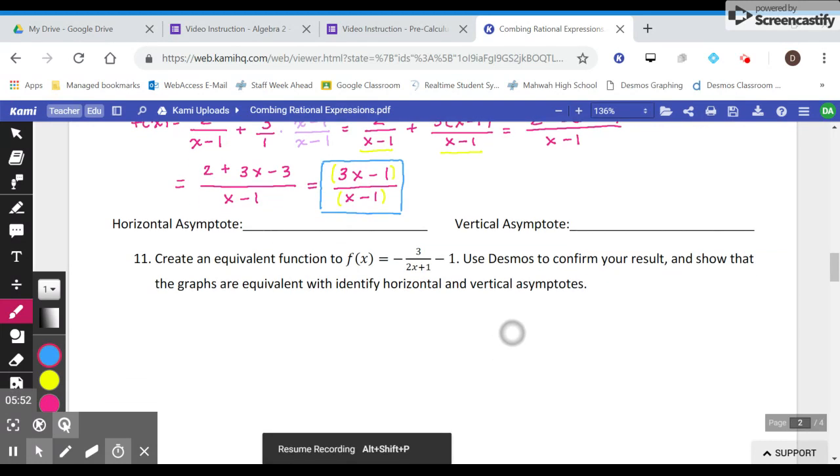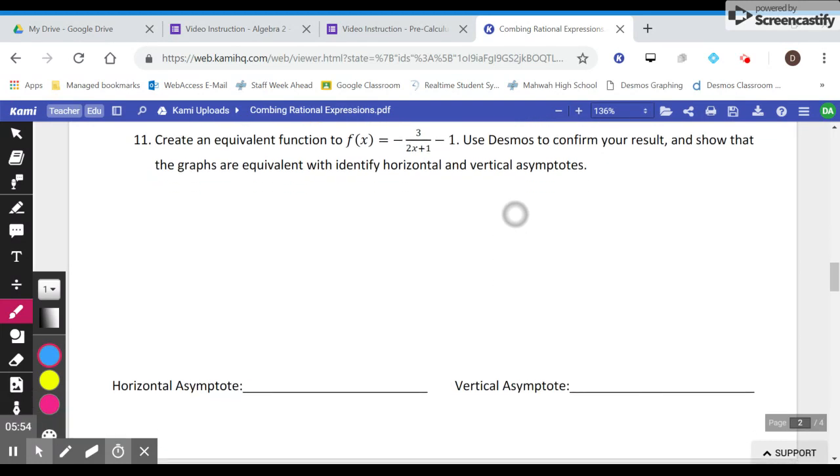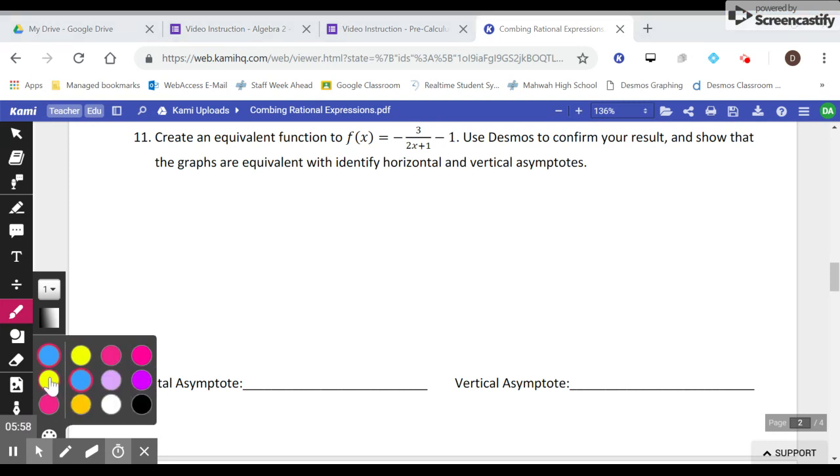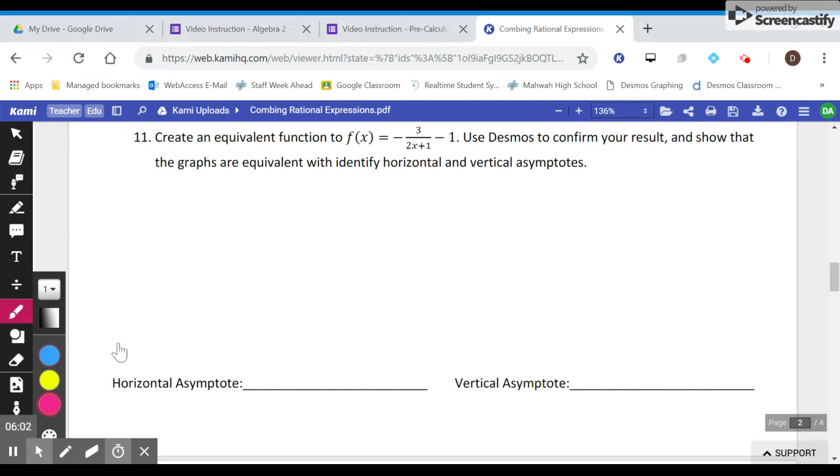Okay, so in this last equation, there's nothing too much different. The only thing that's really changing here is not really what we're focusing on in this video. What's changing is what the vertical asymptote is, which is going to be not a whole number. It's going to be negative 1/2 in this case. But we're just focusing in this video on combining the fractions.